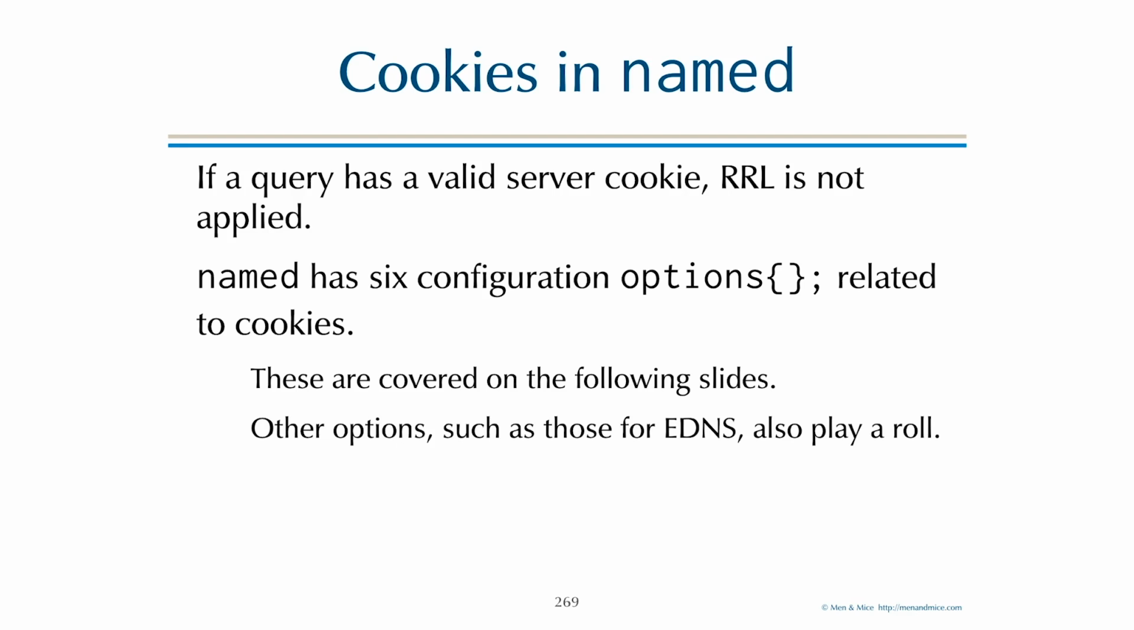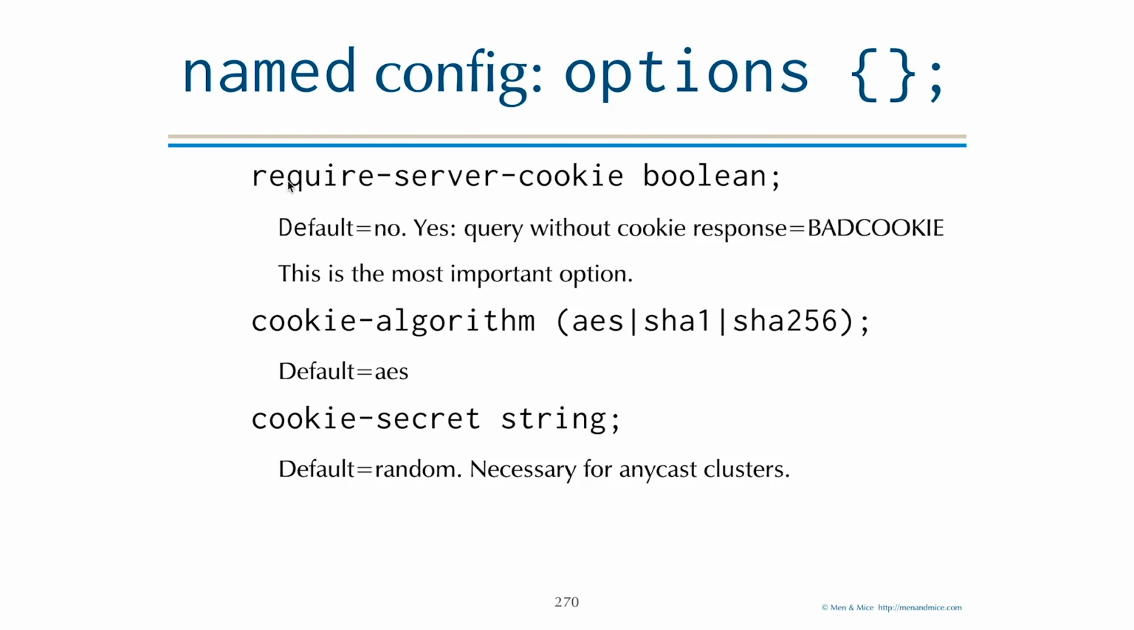Okay. Then named has 6 global configuration options that will go into the options block in named.conf. Some of them are more important than others, and we're going to cover them in the next slides. There are other options which would play a role as well, such as turning off EDNS. Not that that would be recommended, but those are not directly in focus. So this is the only major important option of the 6.